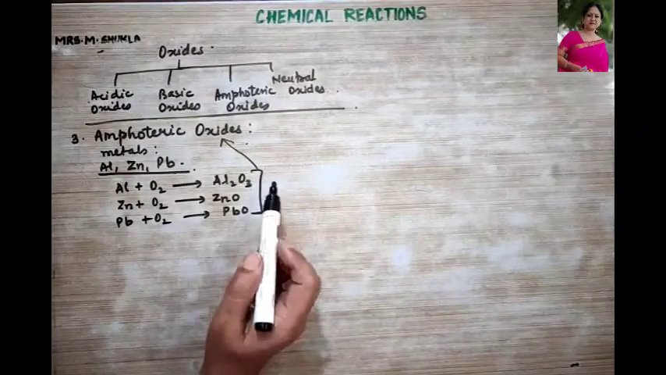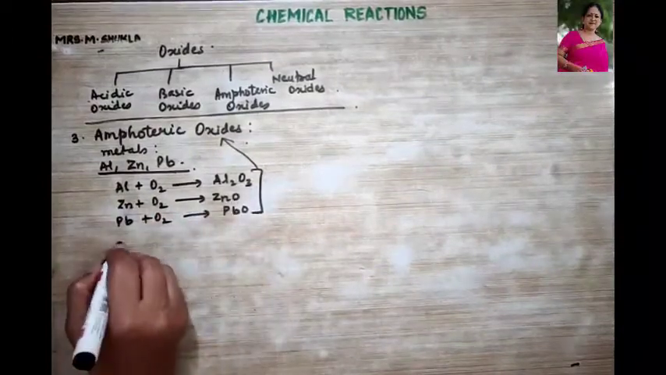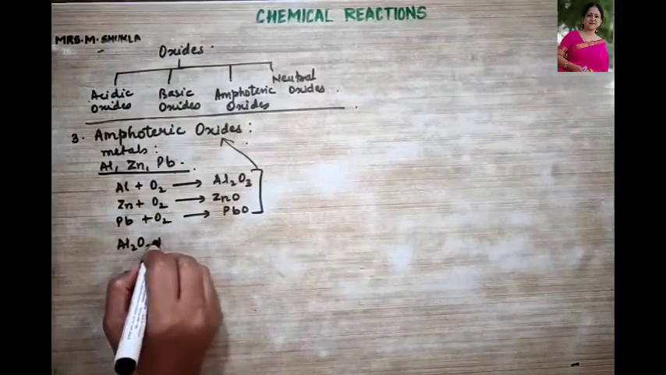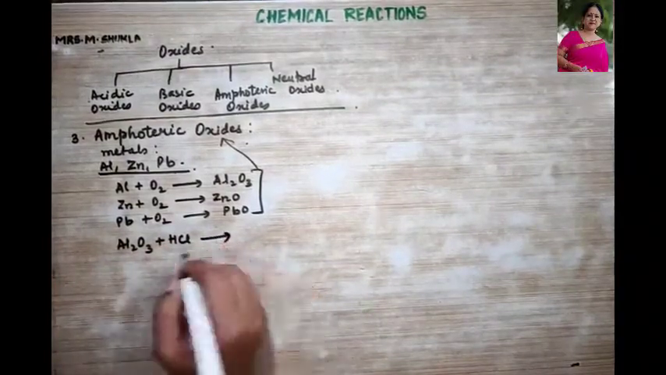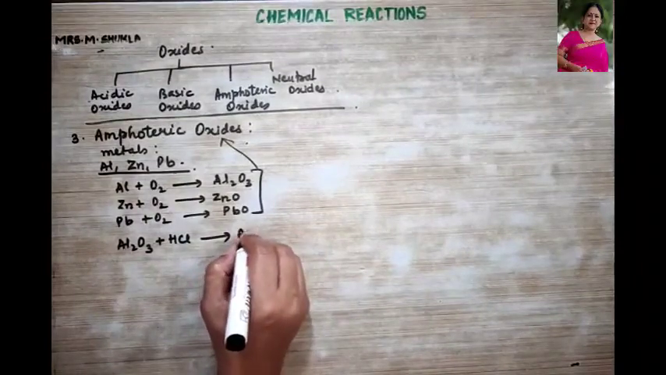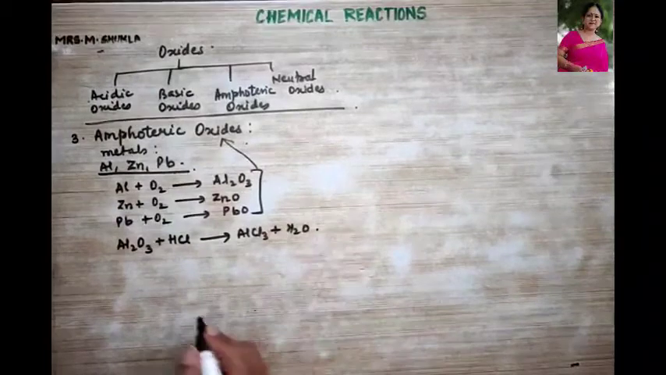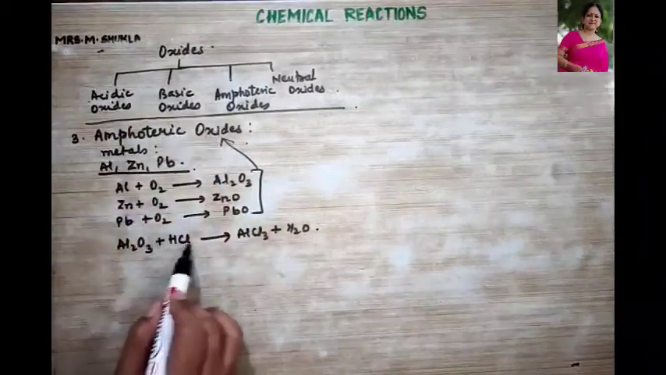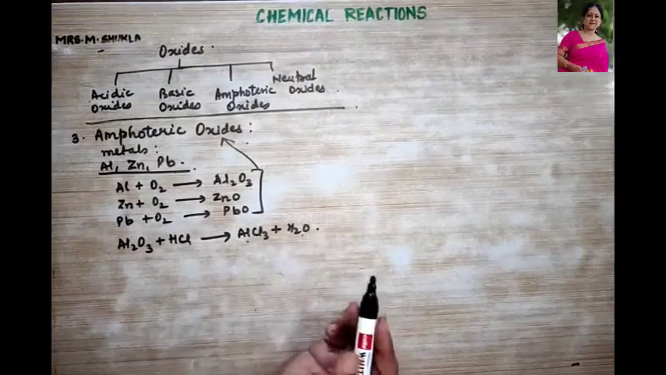So let us look at some of the reactions of this. I'm going to pick up the first one. Look over here, aluminium oxide. This can be treated with HCl, an acid, and it will form AlCl3 plus H2O. So this aluminium oxide, which is an amphoteric oxide, reacts with an acid to form a simple salt and water.